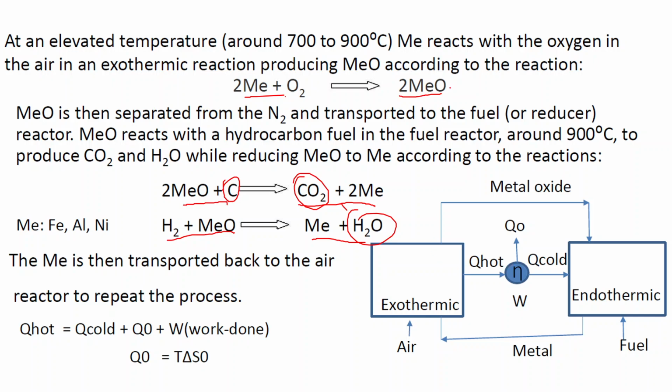What happens is this: the oxidation of metal to metal oxide is exothermic in nature, so it gives out this heat, Q hot. The reaction of this metal oxide with fuel, which gives us CO2 and H2O, is endothermic in nature, so it takes this Q cold energy. This is the heat given out by the procedure, and this is the work done. So doing the balance here, we can say that Q hot equals Q cold plus Q naught plus W, that is the work done, and Q naught is T delta S, that is the change in entropy.